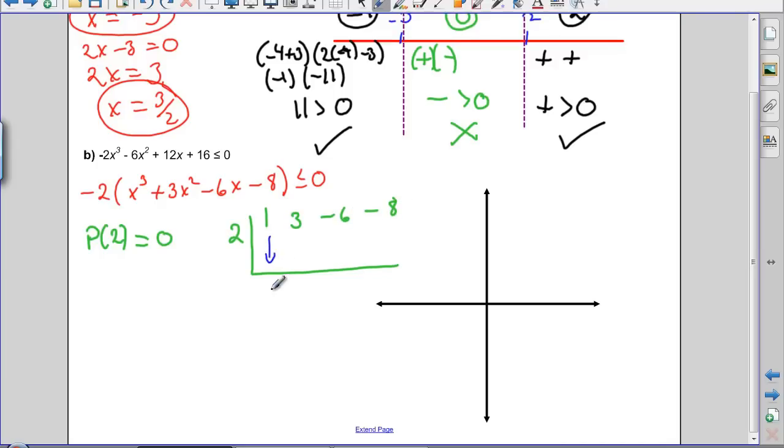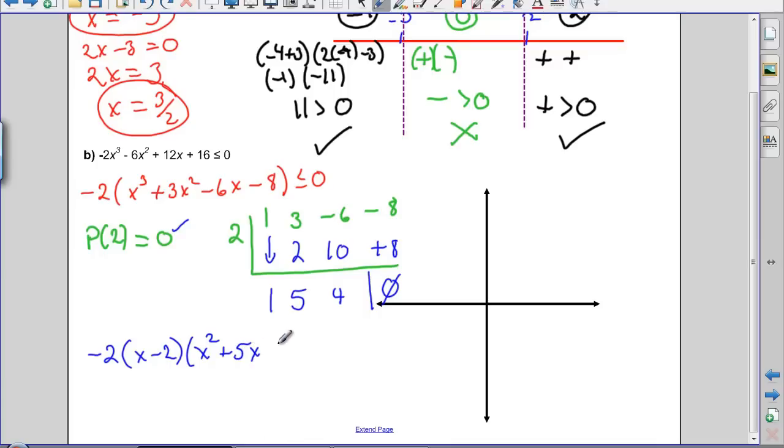Bring down the 1, 2 times 1 is 2, and add. 2 times 5 is 10, and add. 2 times 4 better be positive 8, and it is. That gives me the 0 I knew I was going to get, because here it is. And now I can write out my factors. So don't forget that -2 that we factored out. Don't forget the factor of x minus 2. And then you can write the quotient that we achieved down here as x squared plus 5x plus 4.